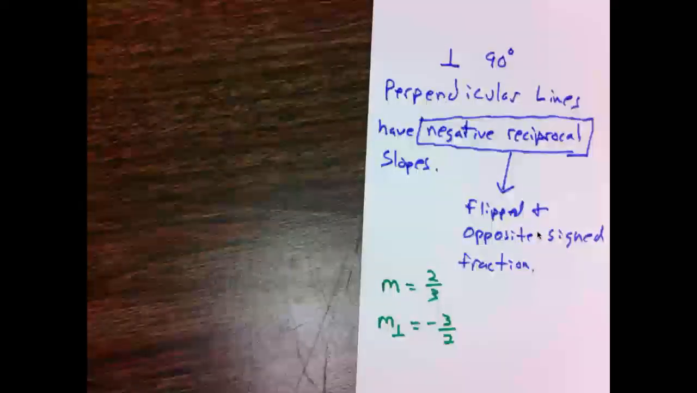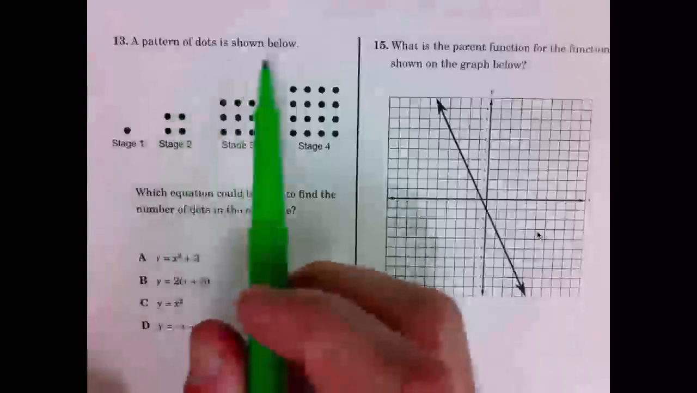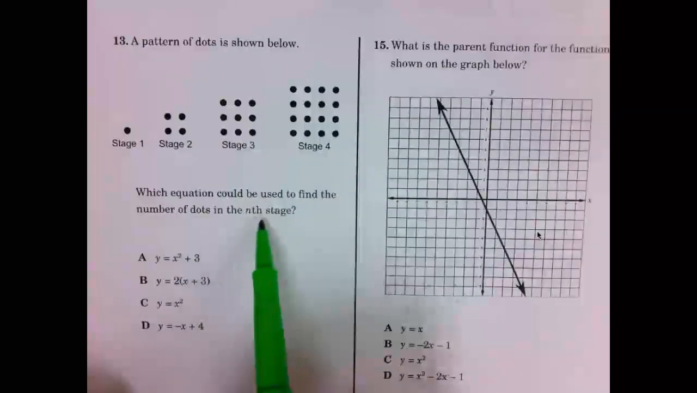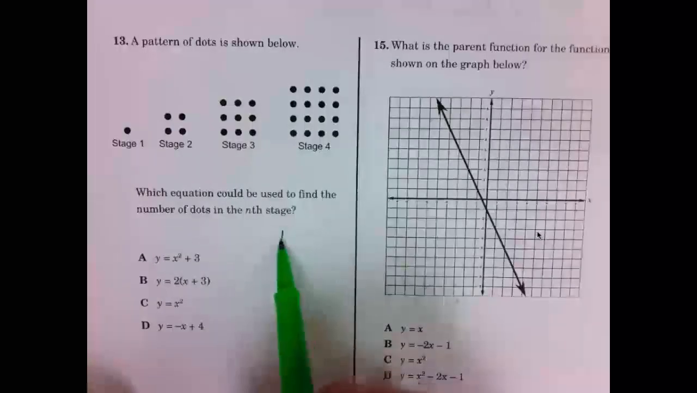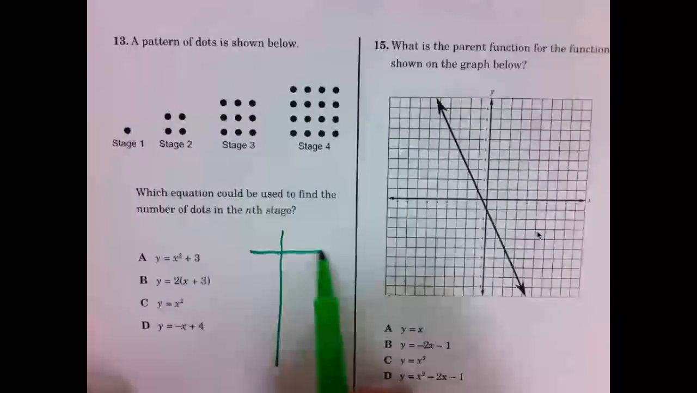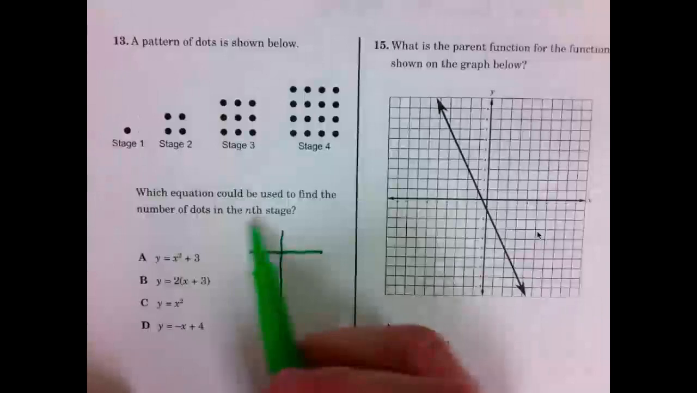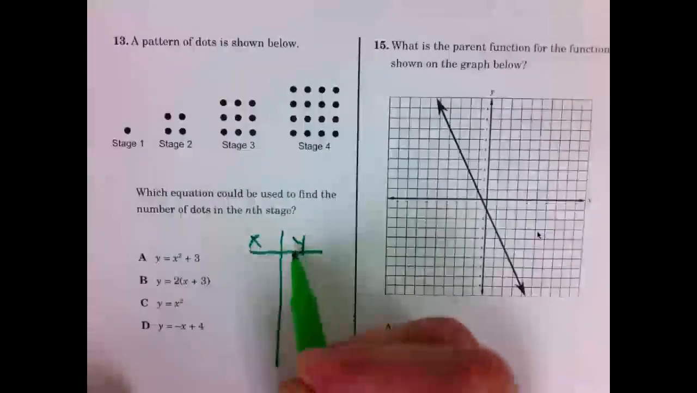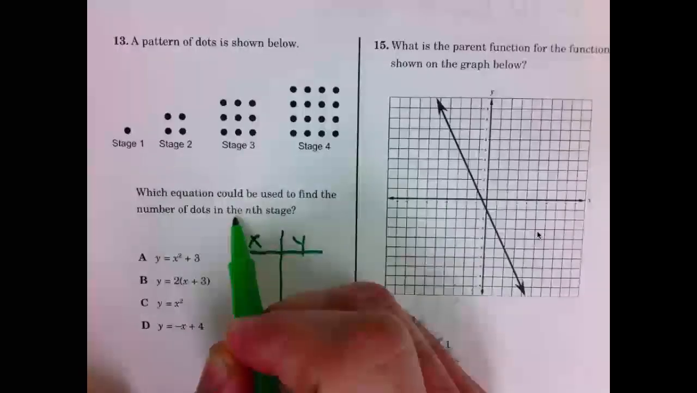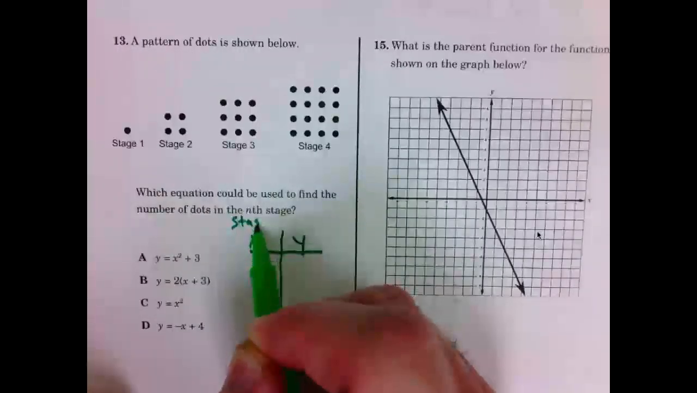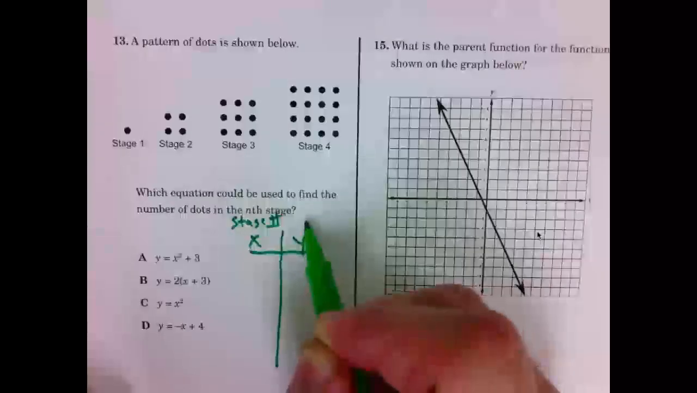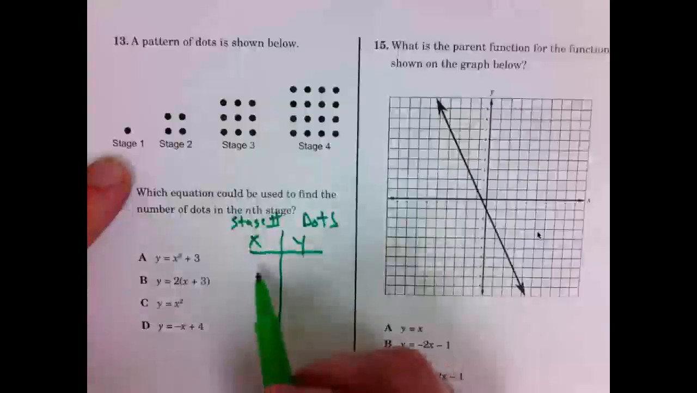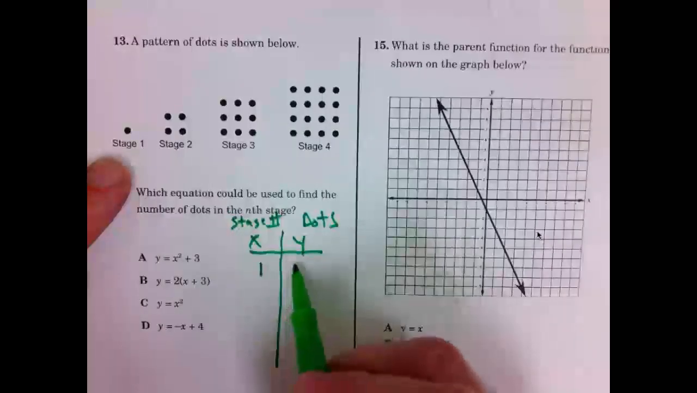Problem 13. A pattern of dots is shown below. Which equation can be used to find the number of dots in the nth stage? Well, again, I'm going to make a table. My input is going to be my stage number, X and Y, input, output. My output is going to be how many dots. For instance, stage 1 has 1 dot.